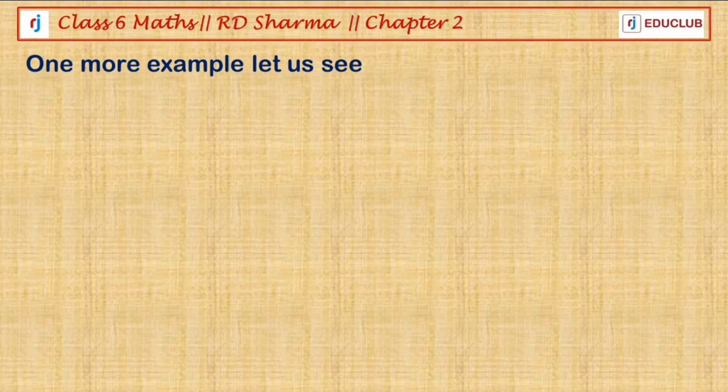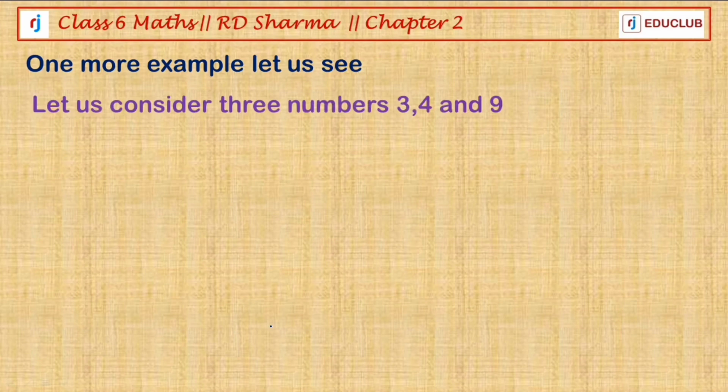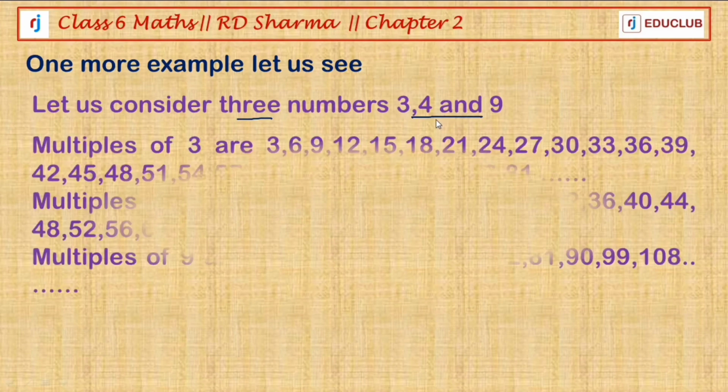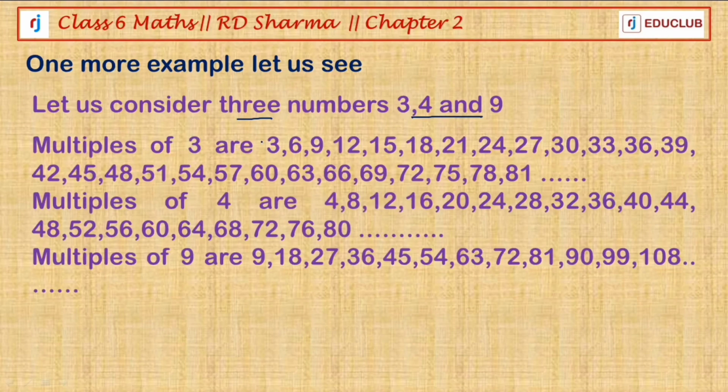One more example, let us see. Let us consider three numbers: 3, 4 and 9. Now we will see the multiples. Multiples of 3: multiply 3 by any number. 3 into 1, 3, 3 into 2, 6, 3 into 3, 9, 3 into 4 is equal to 12 and so on. Similarly, multiples of 4 are 4 into 1, 4, 4 into 2, 8, 4 into 3, 12, 4 into 4, 16 and so on.